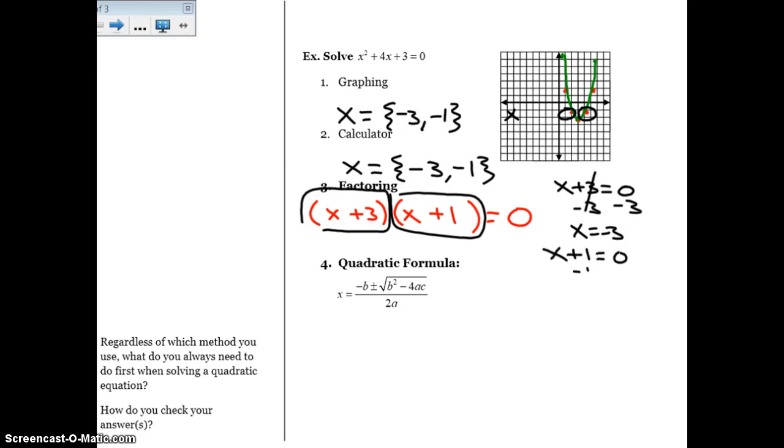And what do you get? x equals negative 1. So your solutions, again, are x equals negative 3 and negative 1.